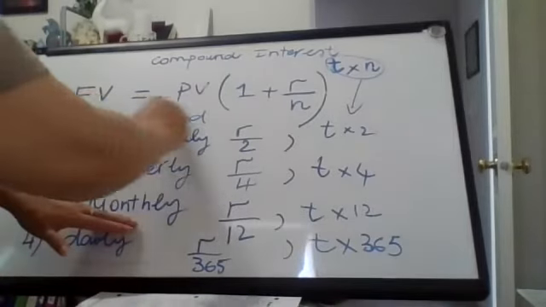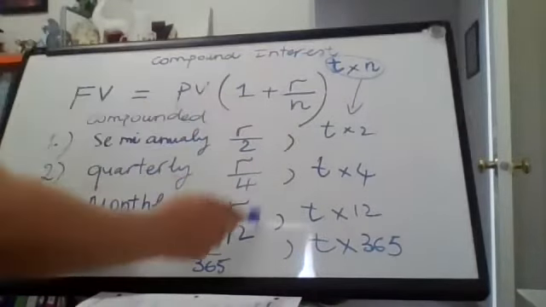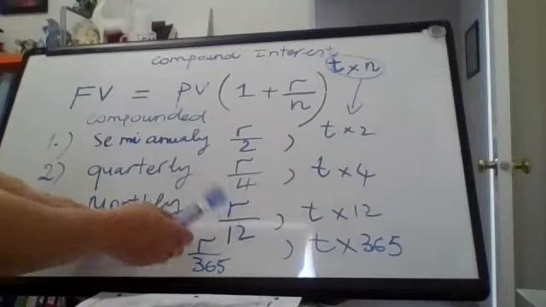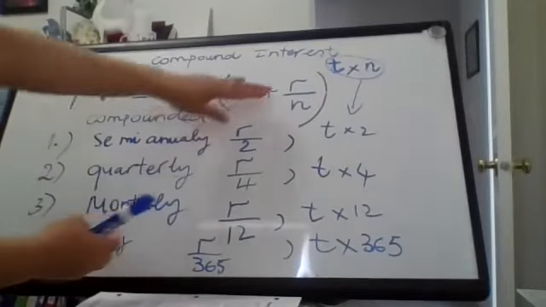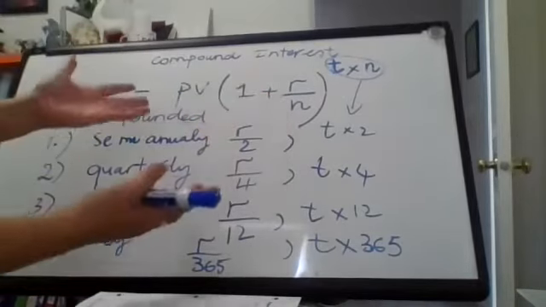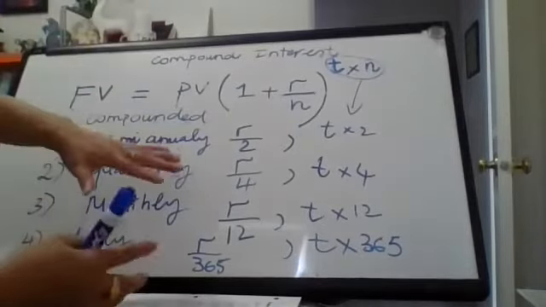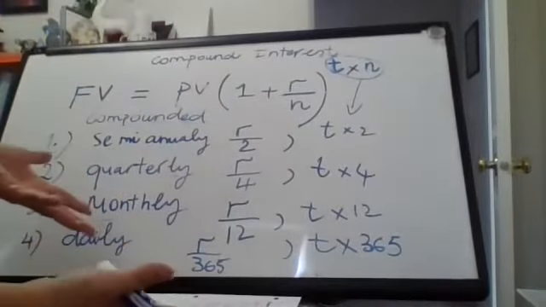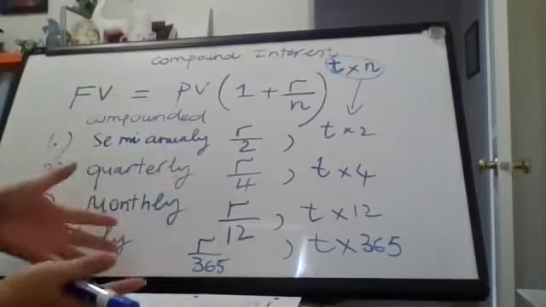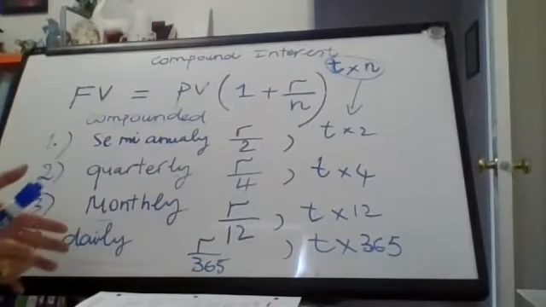Then this is the chain rule formula. You substitute in, but you will have to also select whatever here, the rate you have to divide by 2 for semi-annually, or you have to divide by 4, or you have to divide by 12. It depends on the question.